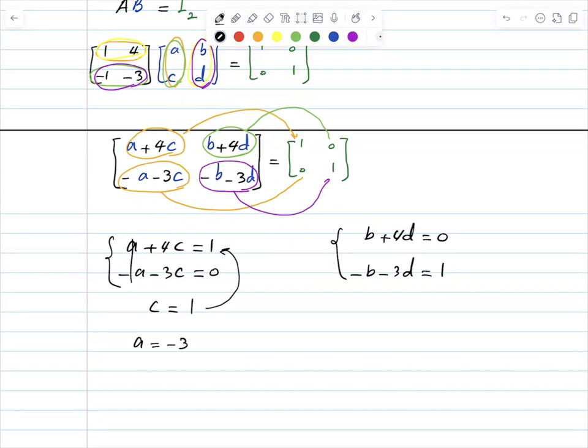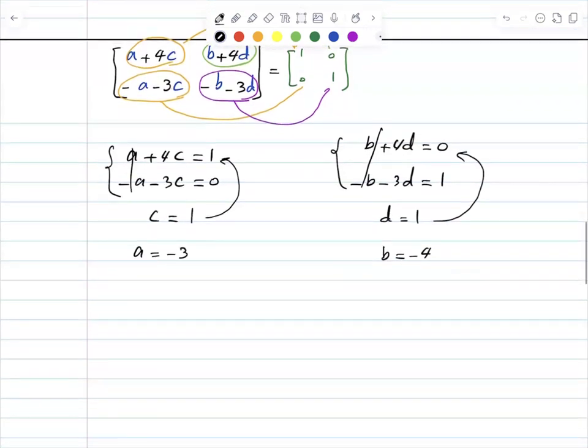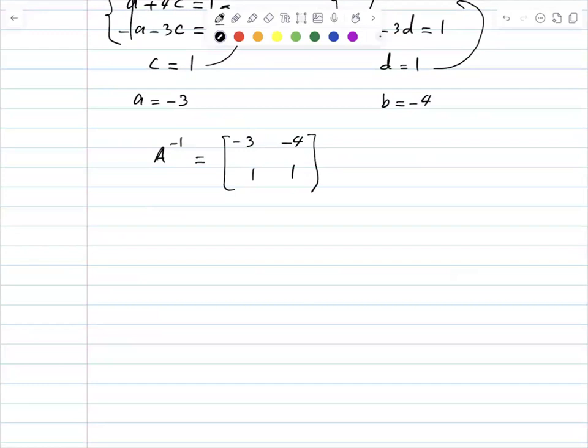Okay, with the same argument, if you add these two, D becomes 1. And if you plug that back into, for example, the first equation, B becomes negative 4. So this is the inverse of the matrix. It is equal to negative 3, negative 4, 1, and 1. We have a trick as well, right? Let me write down the trick for you here to show you we get the exact same result.